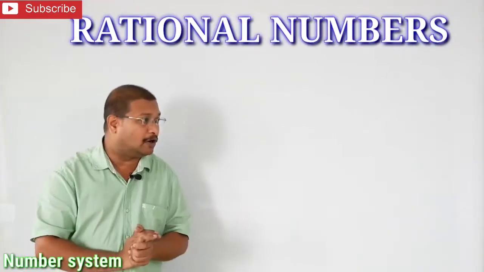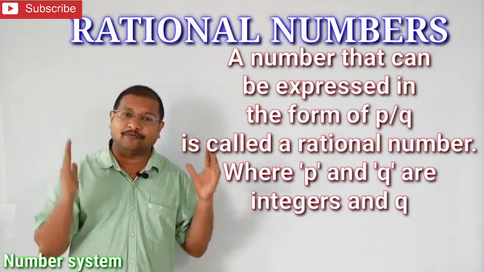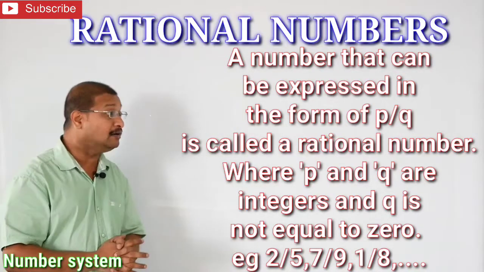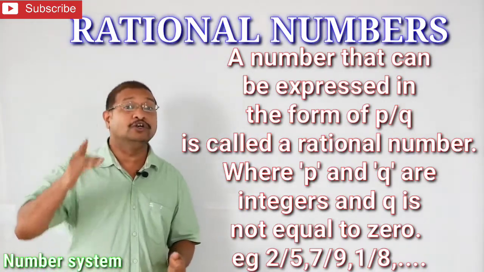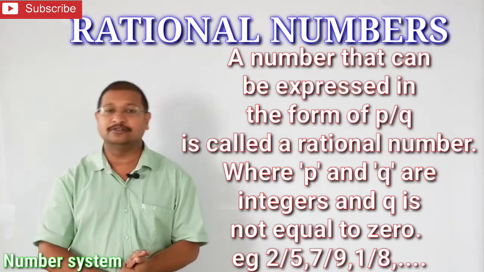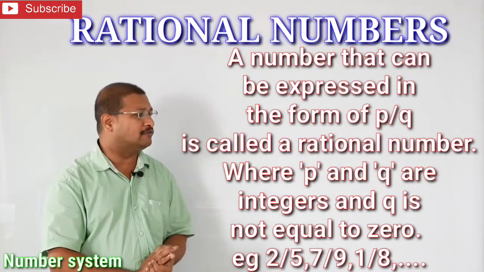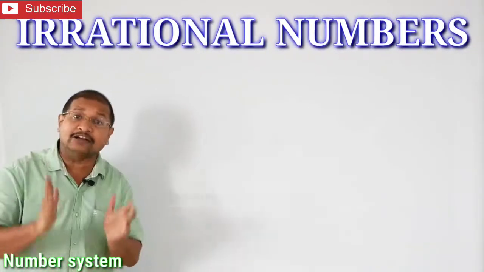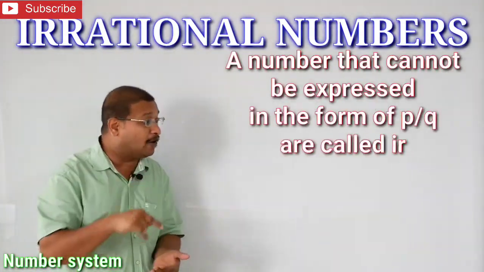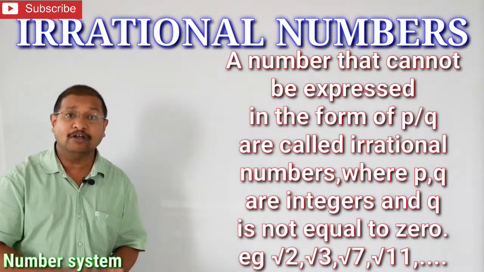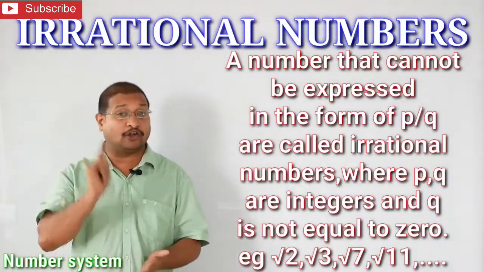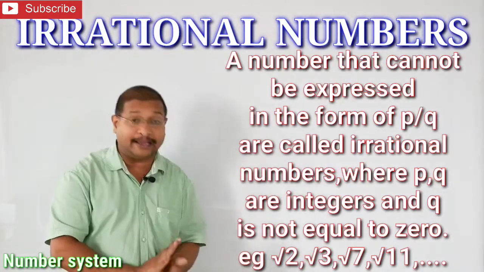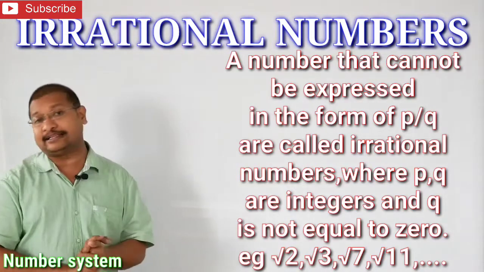Let's see now rational numbers. A number that can be expressed in the form of p by q is called a rational number, where p and q are integers and q is not equal to 0. Examples: 2 by 5, 7 by 9, 1 by 8, etc. Ready? Let's see now irrational numbers. A number that cannot be expressed in the form of p by q, where p and q are integers and q is not equal to 0. Examples: root 2, root 3, root 7, root 11, etc.